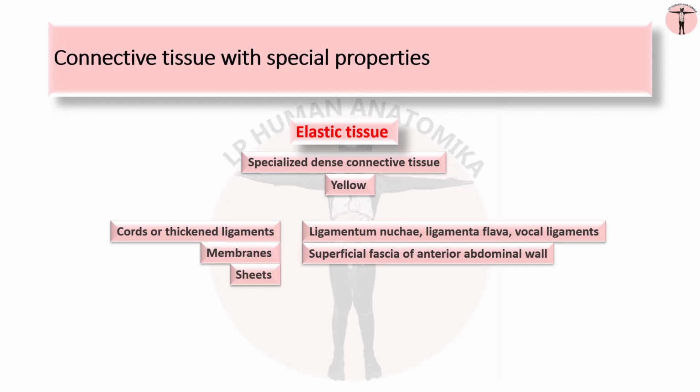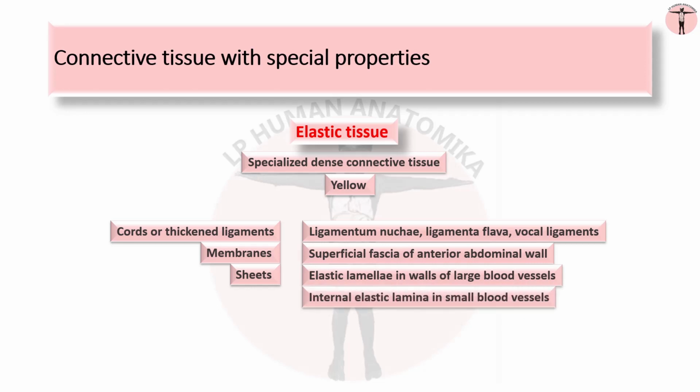Some fibers may fuse with each other to form sheets which are fenestrated, called as elastic lamellae in the walls of large arteries and as internal elastic lamina in small blood vessels. Elastic tissue is also located in mucous membrane of trachea, bronchi, and lung alveoli.